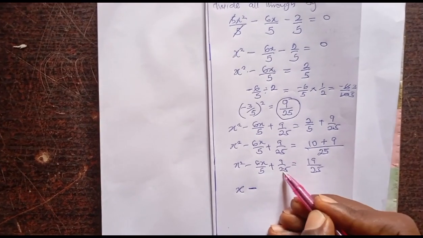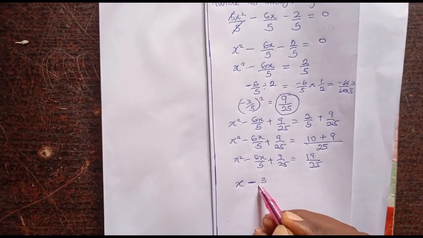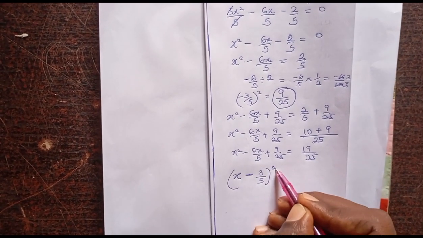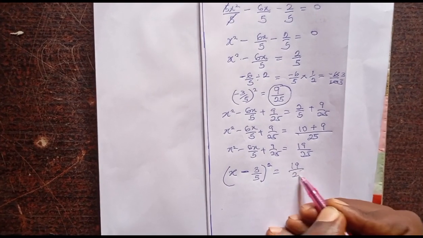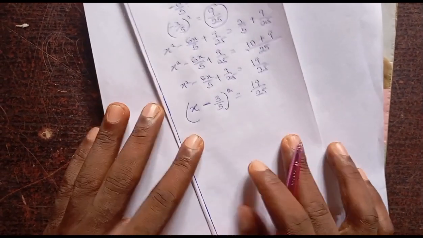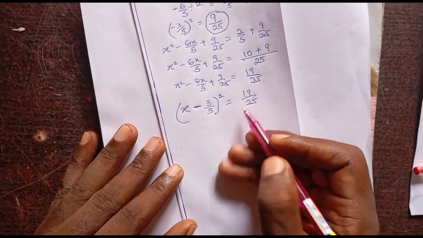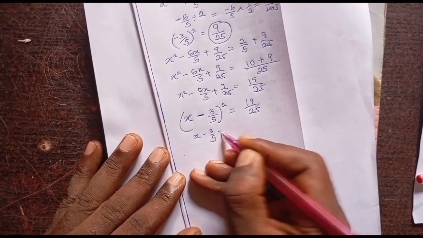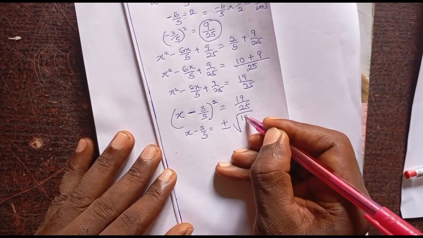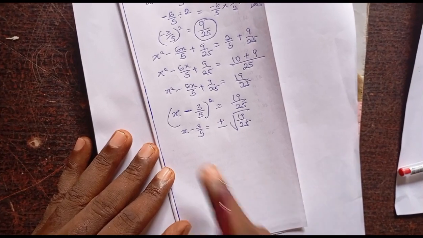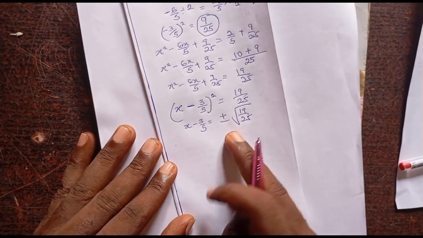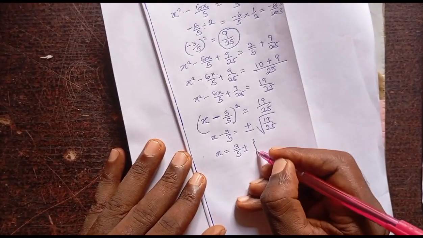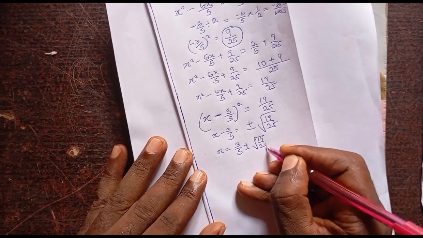Now look at this, 9 over 25. What's square root of 9? That's 3. Over what's square root of 25? That is 5. Close your bracket and square this, equals to 19 over 25. So this is going to take us, we take this square here, it becomes plus or minus square root of 19 over 25. So we have x minus 3 over 5 equals to plus or minus square root of 19 over 25. Now I'm looking for x. I'm taking this minus 3 over 5 to this side. So we are having x equals to 3 over 5 plus or minus square root of 19 over 25.